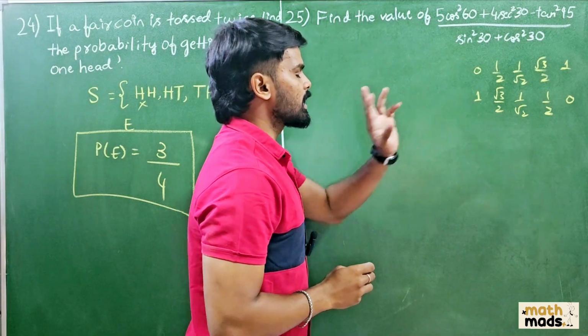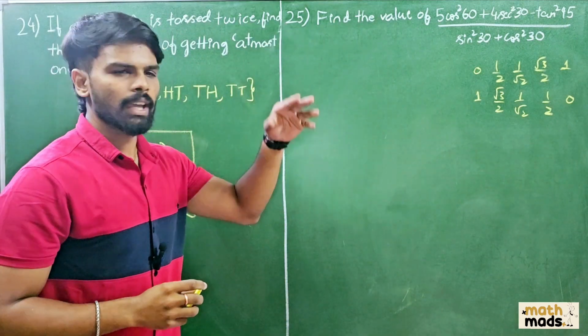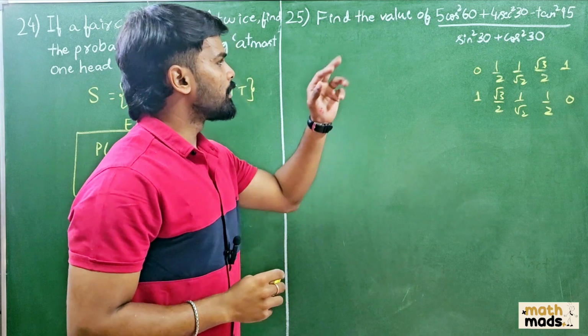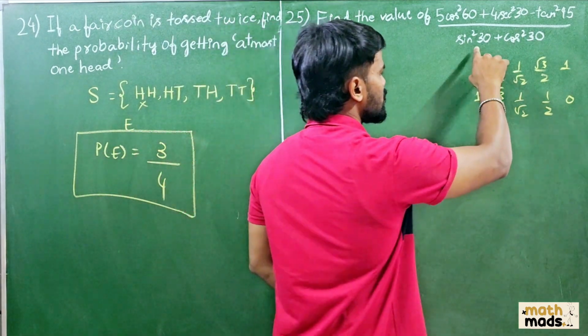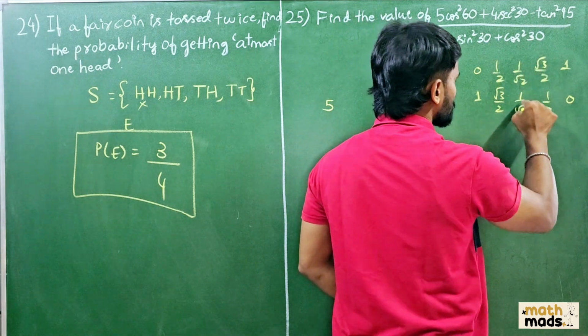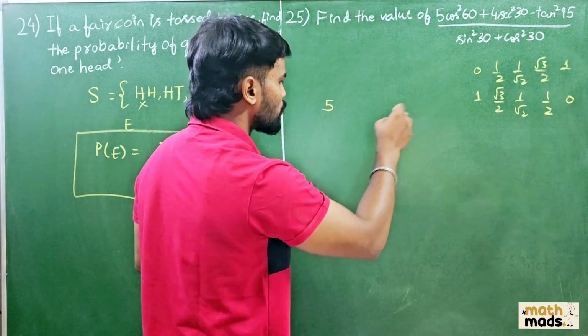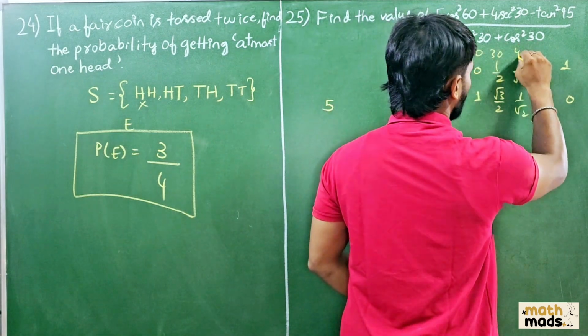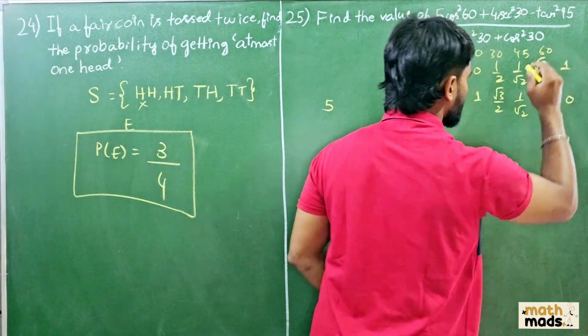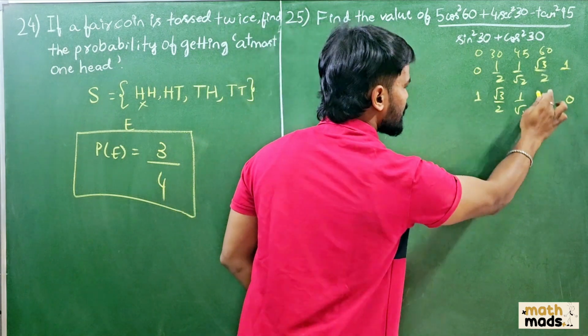Okay, so this is for sine and this is for cos. If I know these two, I can manage everything. First one, 5 into cos square 60. Okay, 0, 30, 60. This is sine. So for cos it is 1 by root 2, 0, 30, 45. Sorry, this is 45, 60. So cos 60 is 1 by 2.